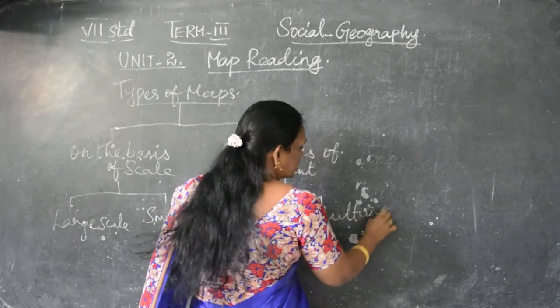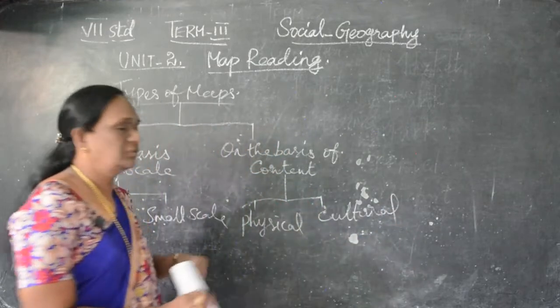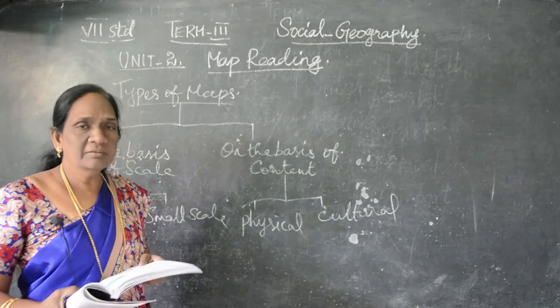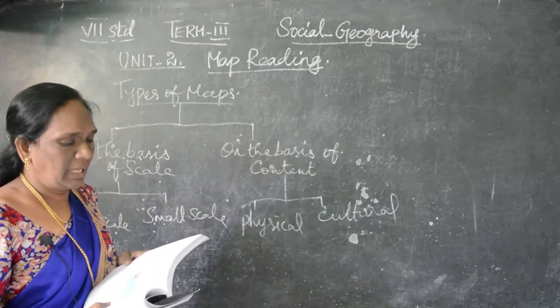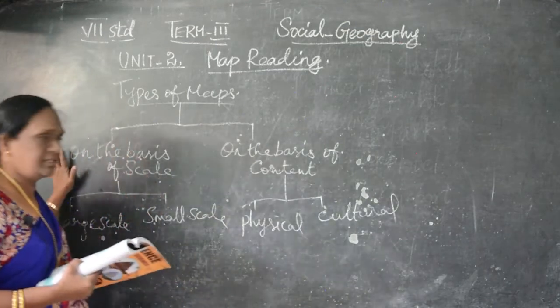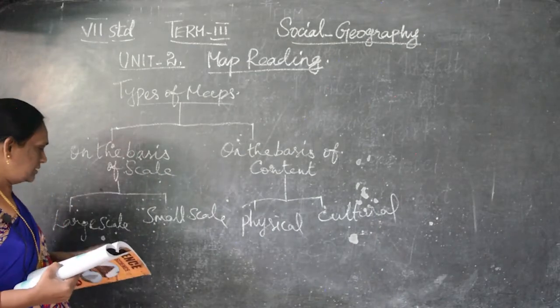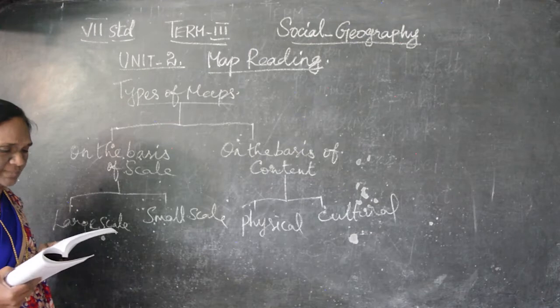Physical and cultural. So these are the two types of basis of the content. Okay. Now we'll see about the maps on the basis of scale. First, scale பத்தி நம்ம பார்க்கலாம். The large scale maps, large scale and small scale, two types நம்ம பார்த்தோம்.